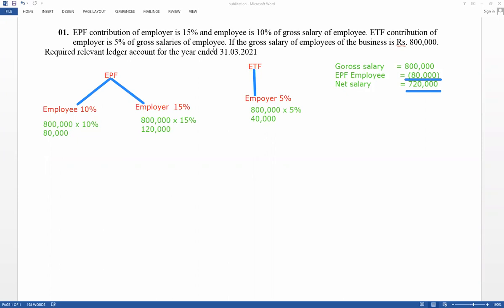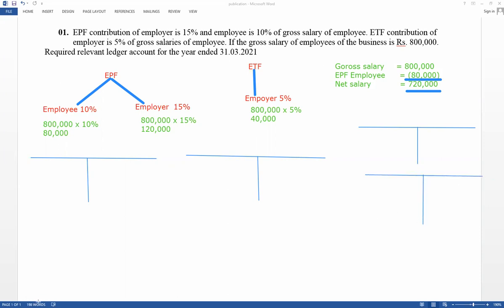Think how to record in the business point of view. Then prepare the ledger accounts. Normally, you have to prepare the salary account as well as the cash account. As well as the EPF expense account and the EPF payable account. ETF is also available. Therefore, two ledger accounts for ETF: the ETF expense account as well as the ETF payable account. There are 6 ledger accounts.